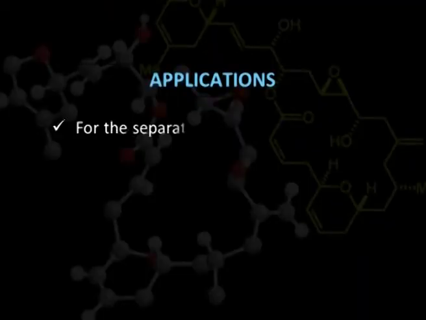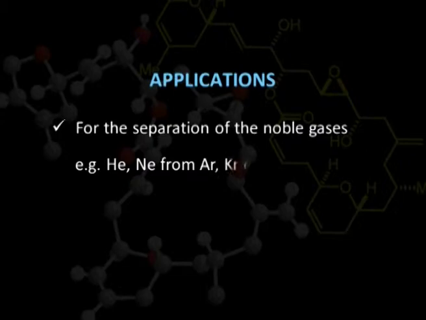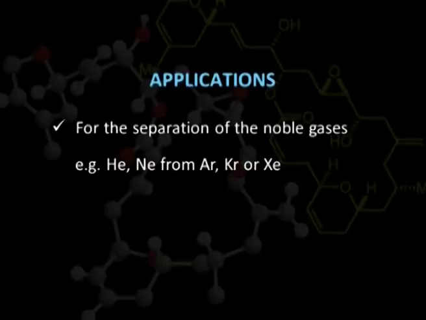Now, what are the applications of clathrate? They have wide application. They have been used for the separation of noble gases. We can see from here helium and neon. These two are the first and second noble gases of the inert gas series. So, they will be smaller in size and will be trapped easily. So, they can be separated from the rest of the noble gases.